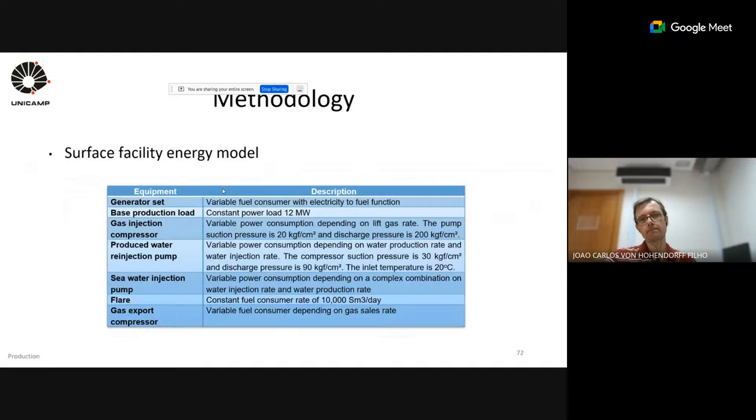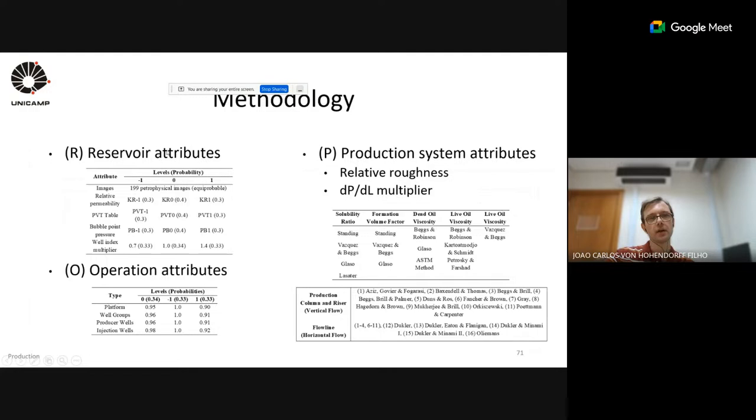What I have, I select because I have a lot of reservoir uncertainty attributes, okay? I select one level of each uncertain attribute. In the case, I think that is the zero level, okay? From reservoir, for operation, and for production system, I select one of these parameters and define it as the base case. Okay, it is the reference. So what is the idea? It's to compare this selection with the combination of all these parameters, taking different levels for different parameters. Okay.